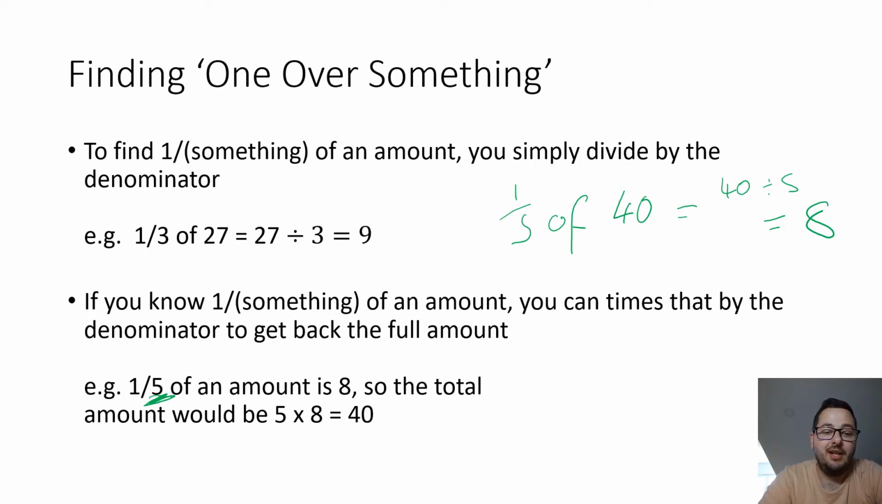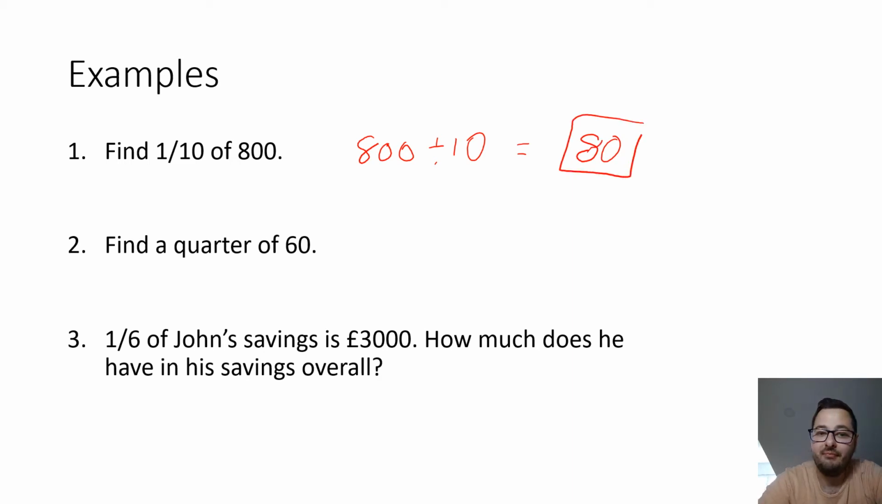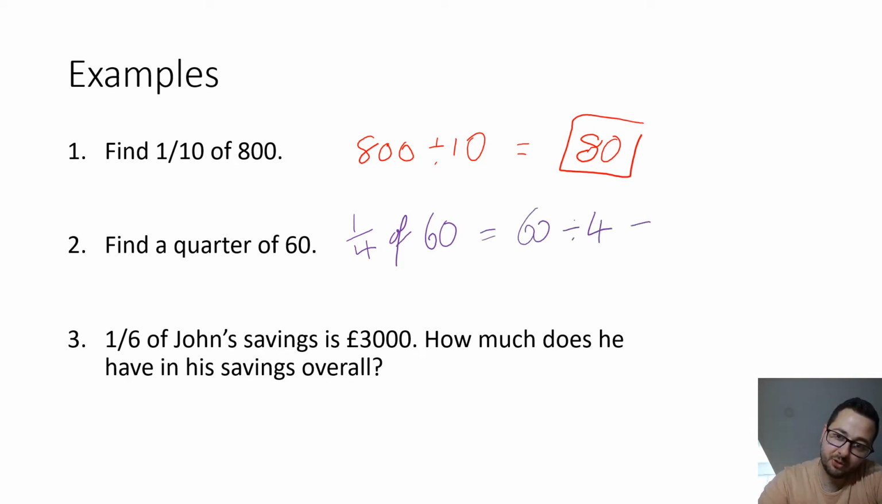Okay, so let's just do a couple of examples. The first one is we want to find 1/10 of 800. Well, we just divide by 10. So that's going to be 800 divided by 10, which is 80. Okay, number 2, find 1/4 of 60. So 1/4, remember, is 1 over 4 of 60. And that's just going to be 60 divided by 4. And you can use the bus stop method if you're not sure, but this is 15.